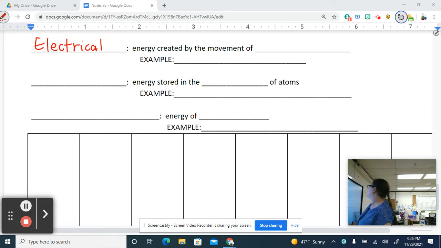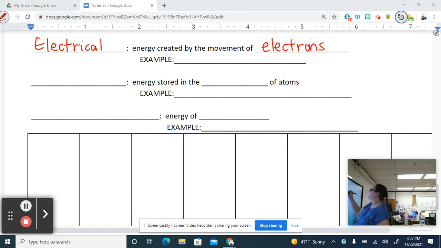Electrical energy is energy created by the movement of electrons. And it's the movement of electrons, so it's going to be potential or kinetic? Kinetic, exactly, because it's the motion of the electrons. When there is no motion, there is no electrical energy. When I turn the switch off to the lights in the room, they stop glowing because the electrons aren't flowing anymore. So the energy isn't there. So it's definitely a kinetic energy.